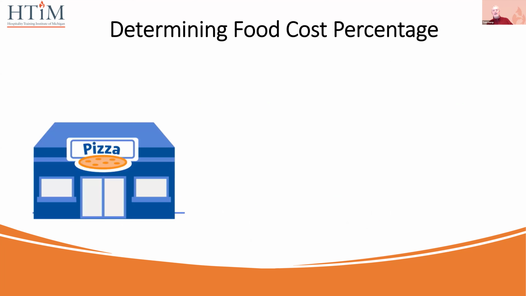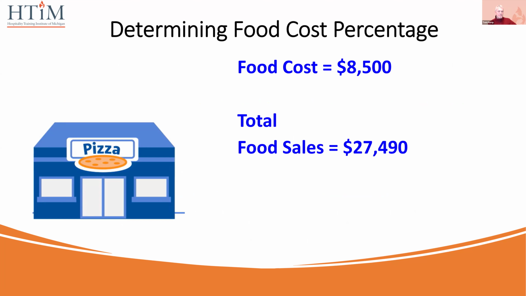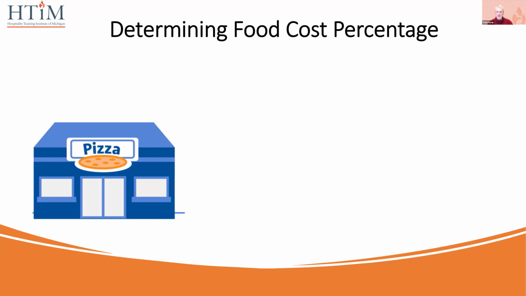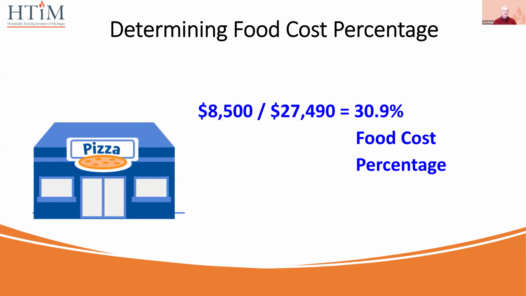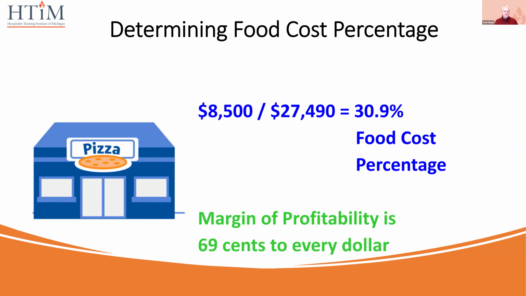So let's put some numbers to that. If we had a food cost of $8,500 for the month or the year or whatever it is, and total food sales was $27,490, 8,500 divided by 27,490 is 30.9% food cost percentage. So what's that really telling us? It's really telling us what our margin is. If we take that 30.9 and subtract it from 100, or $1, our margin of profitability is 69 cents to every dollar.